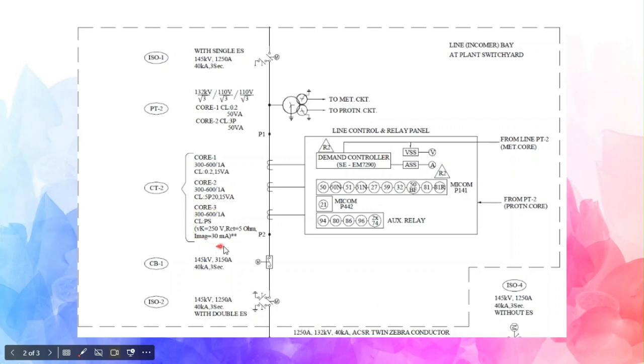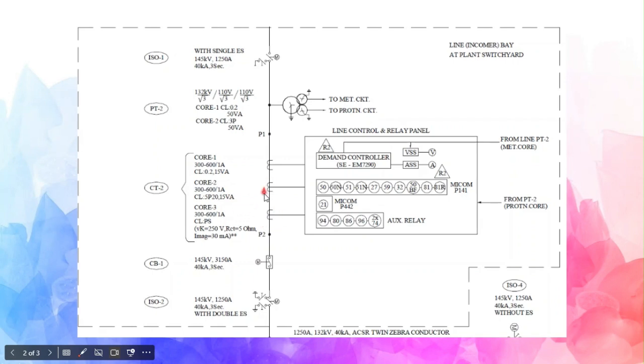Where it is used mostly is in case of differential protections. So 21 is a line differential, maybe this is why it is used here. Sometimes, for example, transformer differential is also there. Both sides of the transformer differential CTs are used for differential protection. So this is the purpose of this CT.